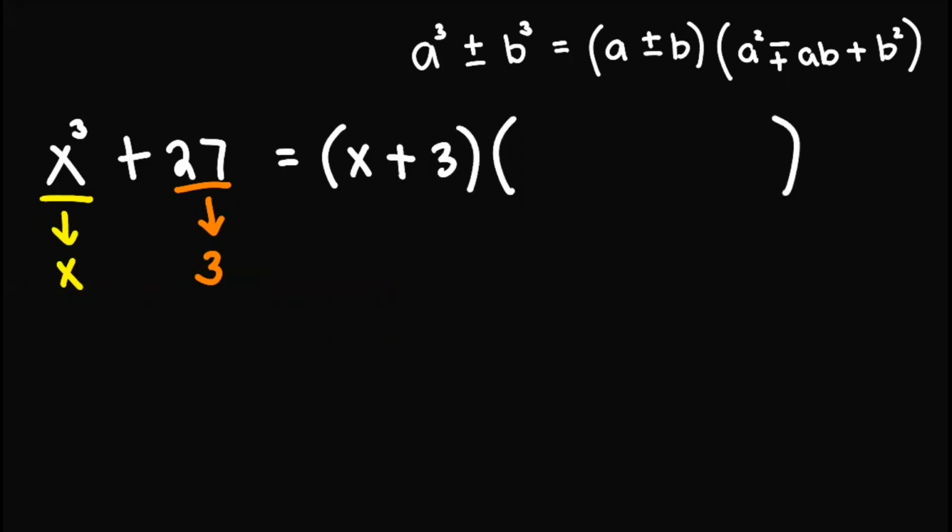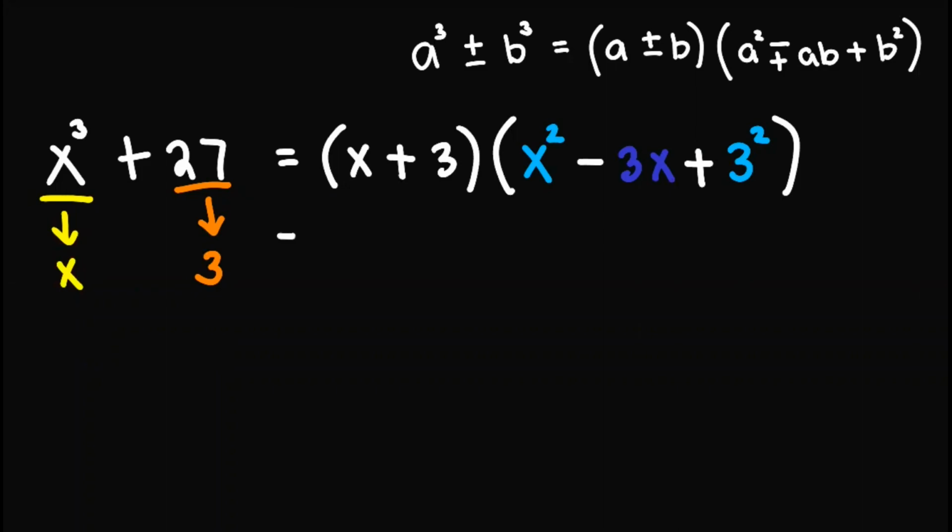And for the trinomial part, we now focus on this one. So the first term out here is the square, so we have x squared, and the last term is the square of the second term, which is 3 squared. Then for the middle term, we simply multiply these two. So x times 3 is 3x, and for the sign, this one out here is reversed. This one is always positive.